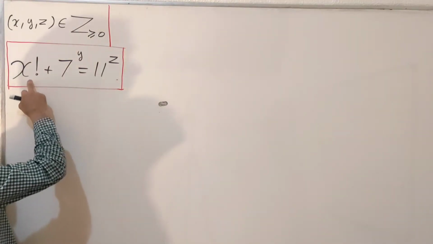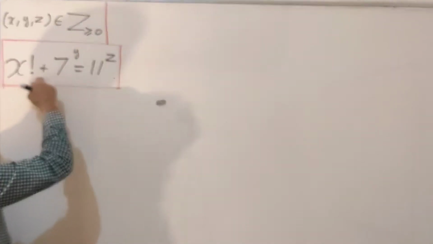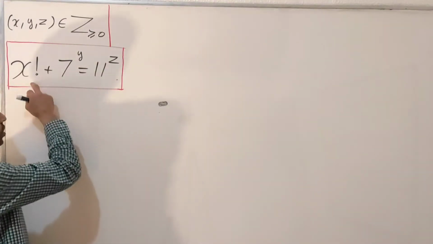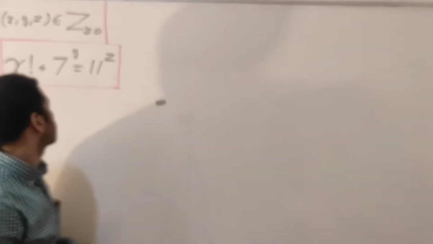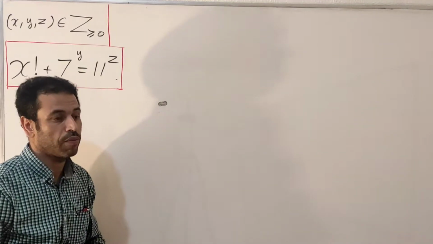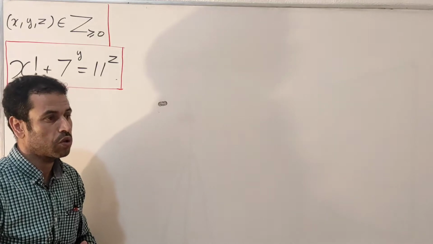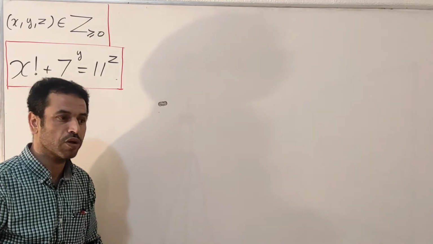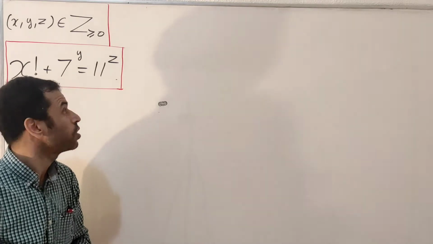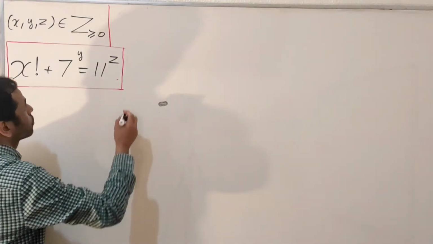By guessing, we try a few values of x. As you increase the value of x, at some point you find you have no solutions for this equation above that point. So we are going to consider that point, and then we are going to prove that above that point there is no solution for this equation.